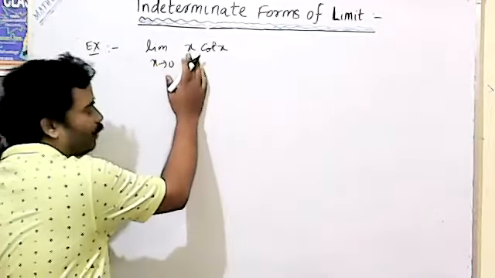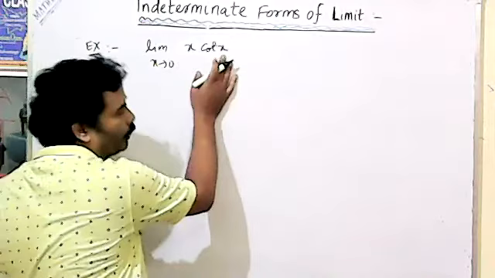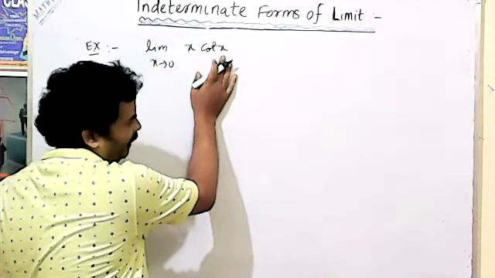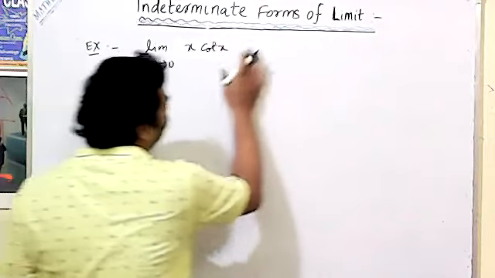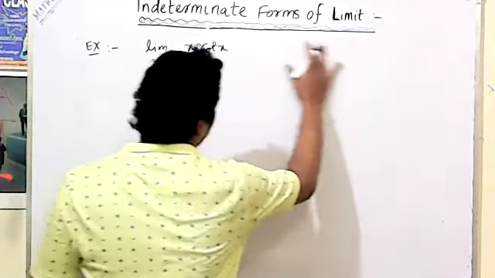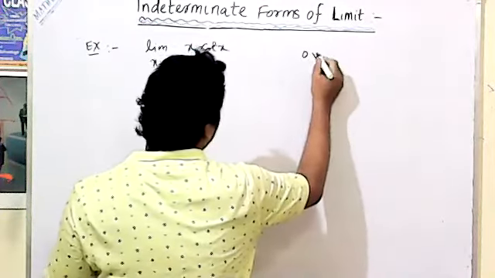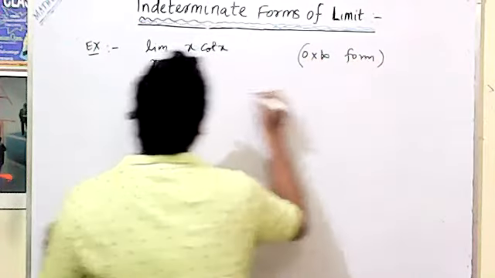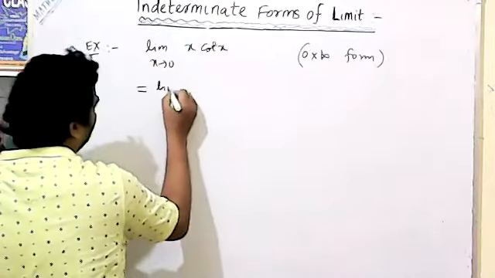That means here x is 0 into cot 0. The cot 0 value is equal to what? Infinity. Cot 0 value is equal to infinity. So that's why it is a 0 into infinity form. So you have to convert it in that way.